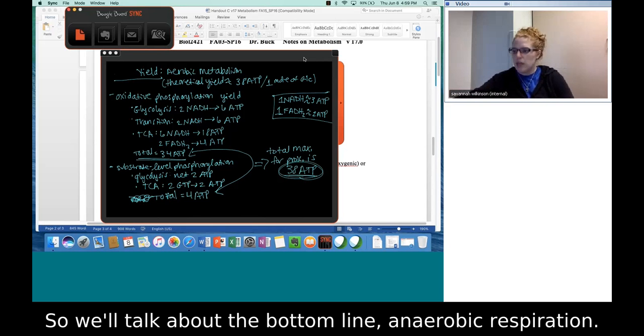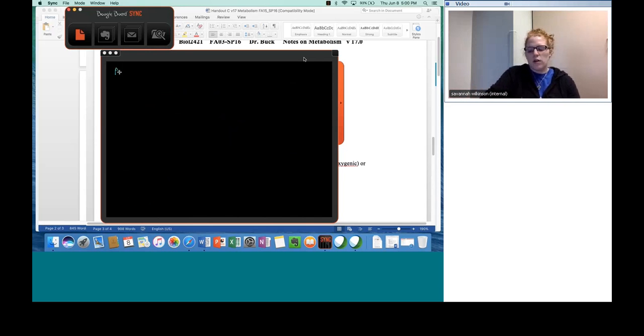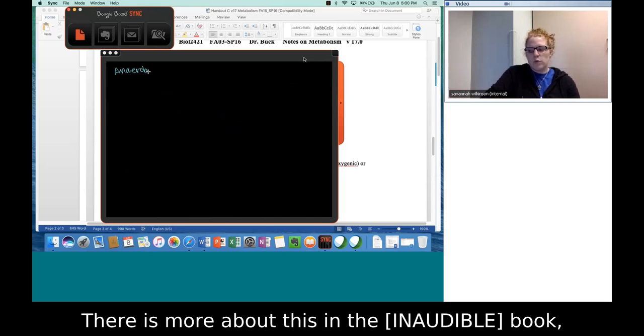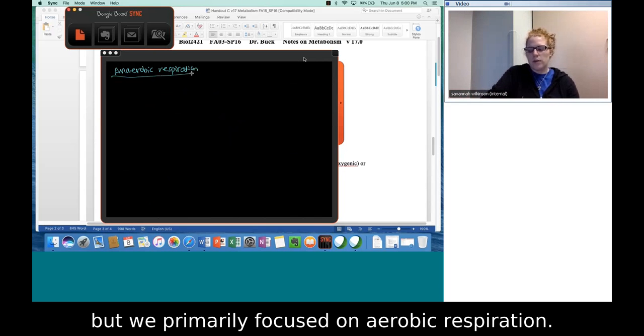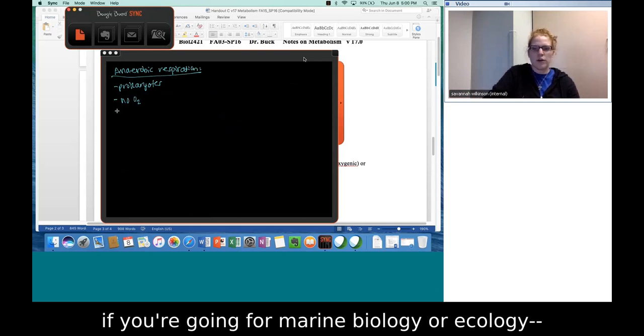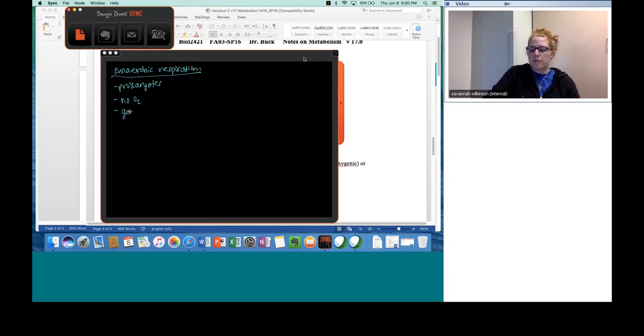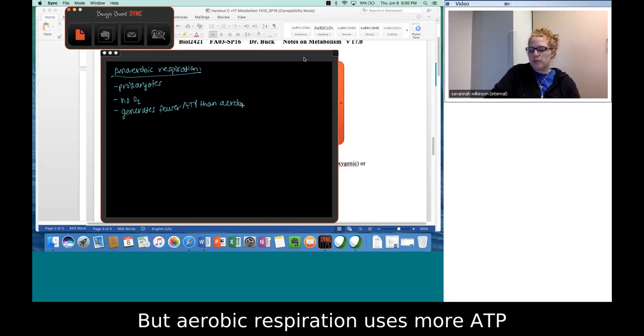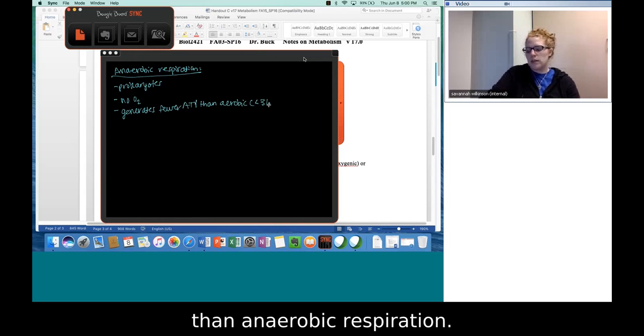So we'll talk about the bottom line, anaerobic respiration. There is more about this in the Nester book, but we primarily focused on aerobic respiration. But it's still good to know, especially if you're going for marine biology or ecology, something like that. But aerobic respiration produces more ATP than anaerobic respiration.